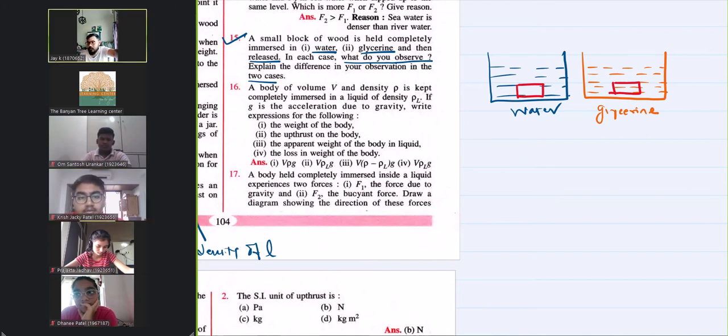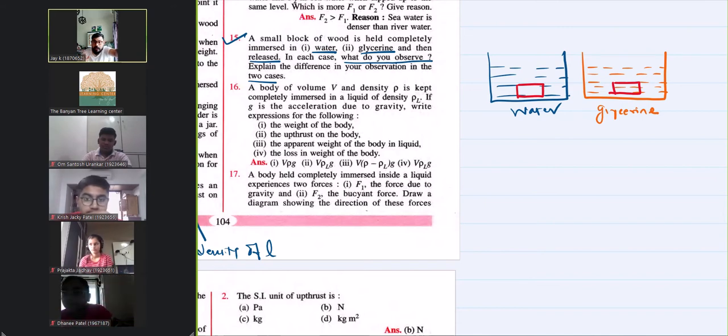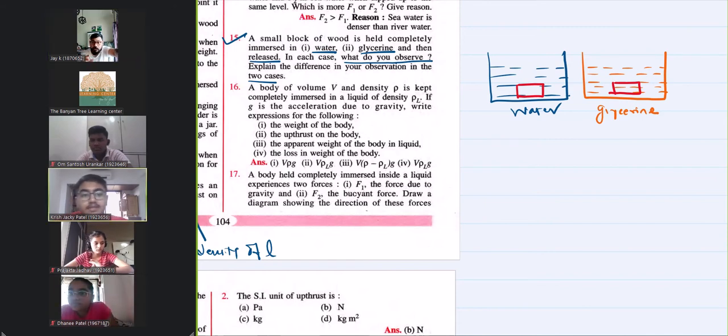Very good, excellent answer. And what happens after they reach the surface? Both will float. But in which liquid will the volume of the submerged part be greater, and in which will it be lesser? The submerged part in glycerin will be lesser and the submerged part in water will be higher. Very good. Why will the submerged part in glycerine be lesser? Because the density of glycerin is higher, so the upthrust is higher, so it will make the object float higher above it. Very good, excellent answers.